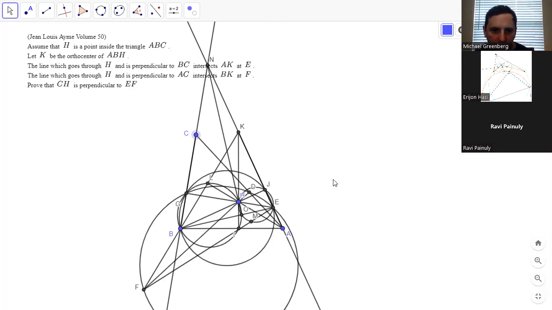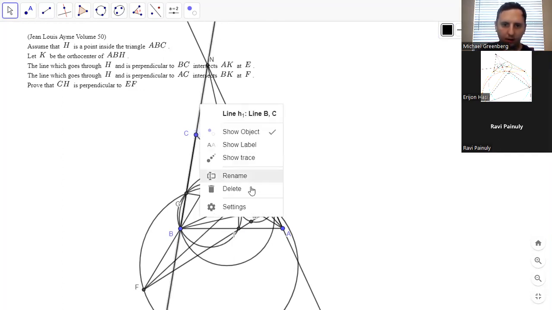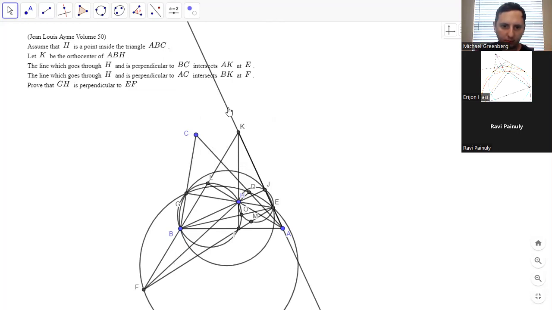I like that idea. I'm going to delete. So angle FDE is angle HDE, and angle FGE. Yeah, I think that's the way to go.